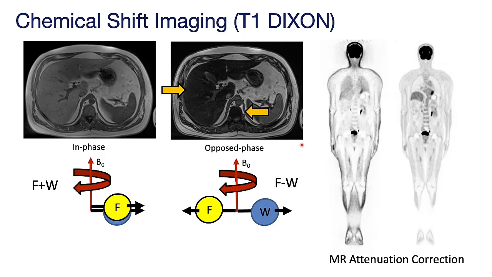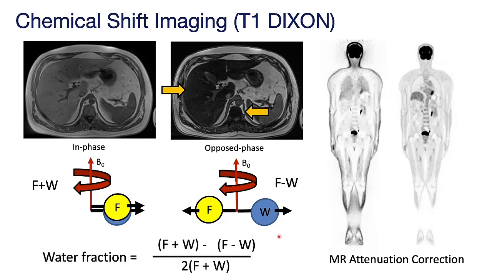And so by measuring water and fat, we can characterize tissues as water or fat and assign to those an attenuation value for the 511 keV photons of the PET. But we can also use this imaging to measure the relative quantity of water within any individual pixel, just by a calculation from these two images.